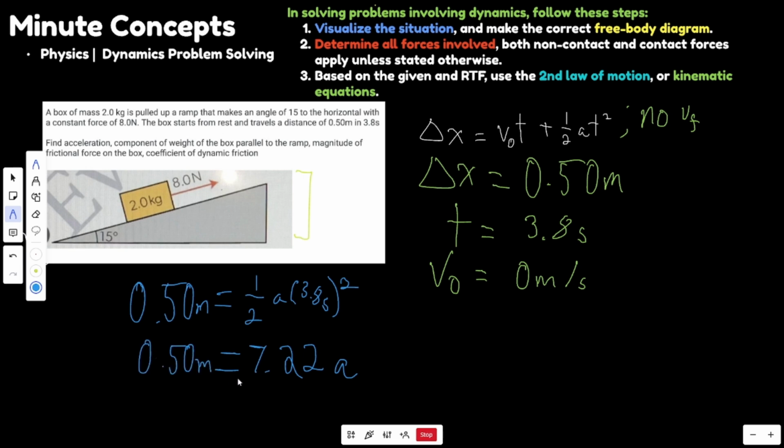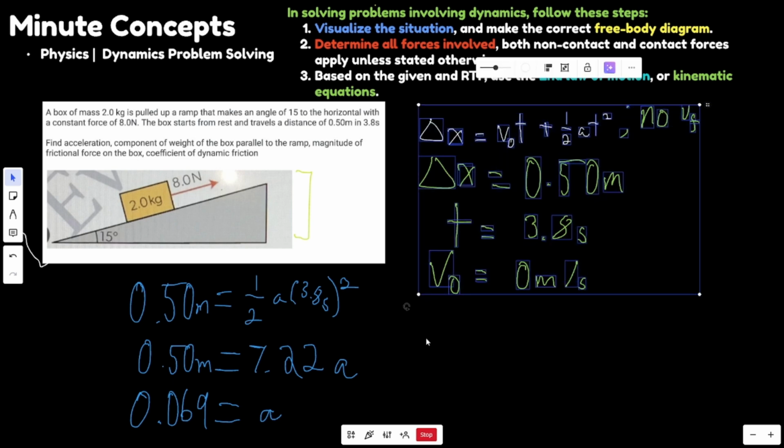Now we're going to divide both sides by 7.22, which leaves us with 0.5 divided by 7.22, that is 0.069. That is 2 significant figures, since that's the least amongst the given. And so our acceleration now, let's give it a unit. Let's get rid of everything else here. Or actually, let's keep the given.